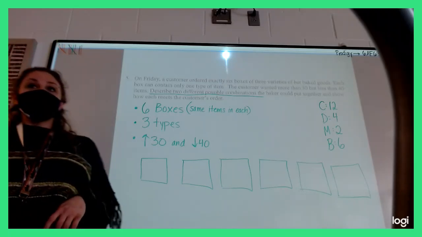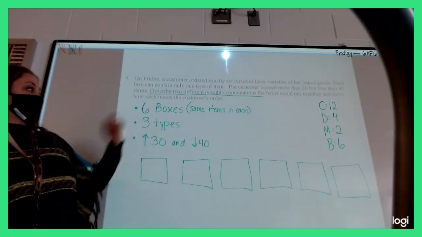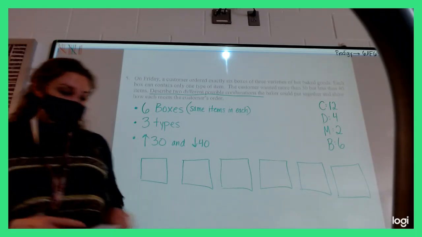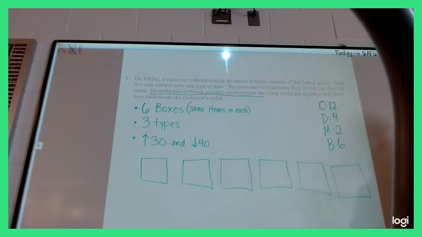Wait, how many boxes are there? 6. 6 boxes. So now we just kind of need to try some stuff. I'm going to switch colors so you can see that everything I'm writing now, we're just trying. It might be right, it might be wrong. Sometimes that's what math is like.